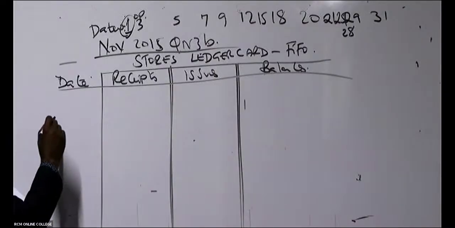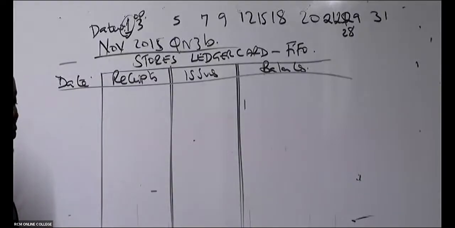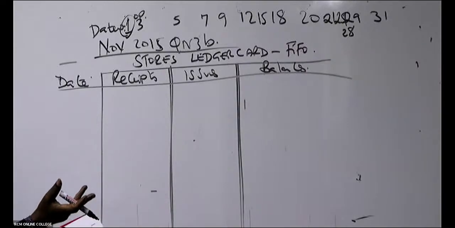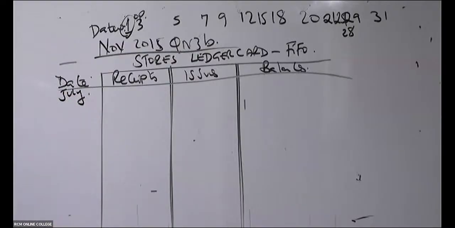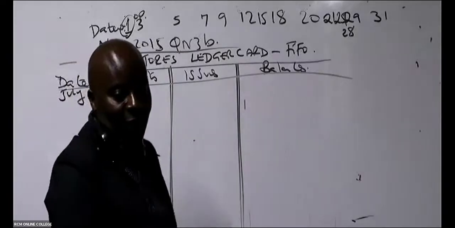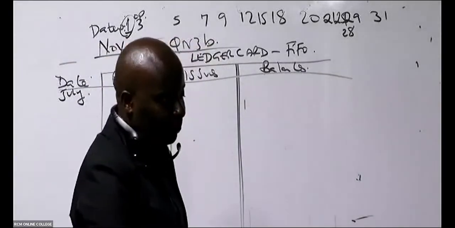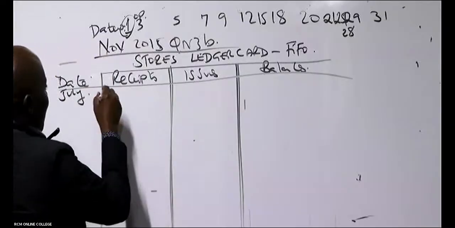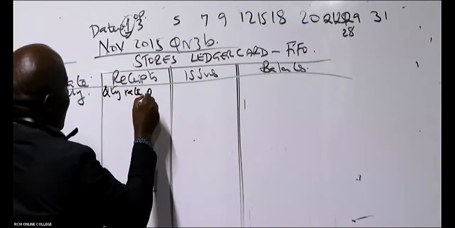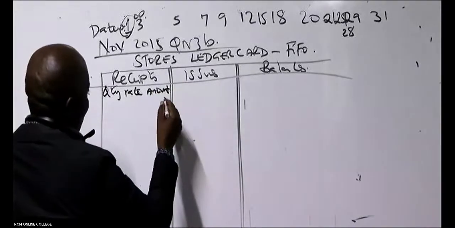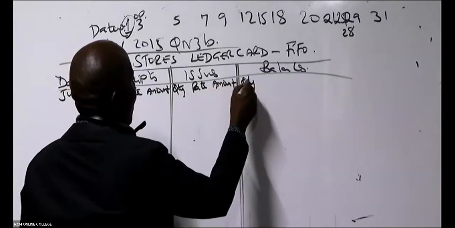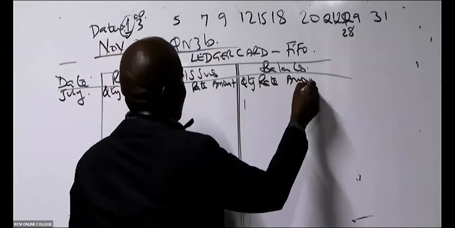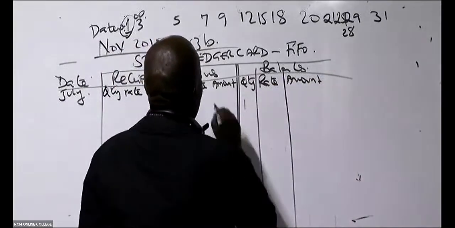Then down here, I know the month is which month? This one. I don't know what normally happens. The students have been told that this is July, but most of them, I don't know why, either they love December. You get most of them writing here December. I've never known why. The month is July. Remember, we do stores ledger card for each month, eh? So July there. Then we have here quantity, rate, amount. The column of amount should be a bit bigger. So quantity, rate, amount, quantity, rate, amount.